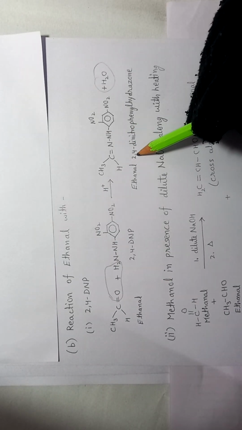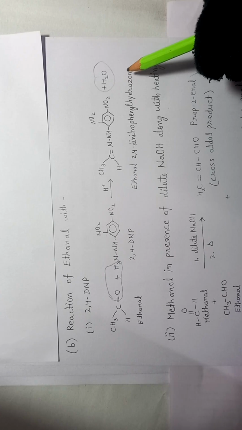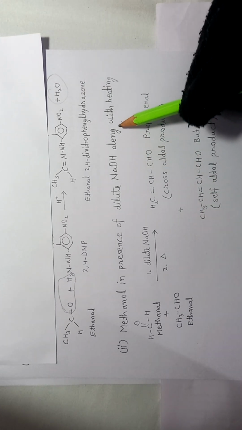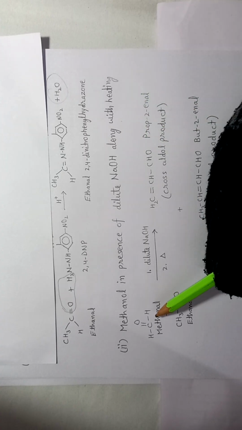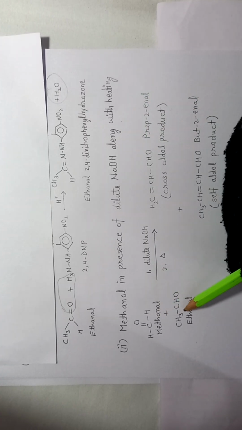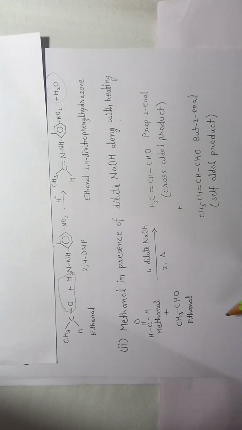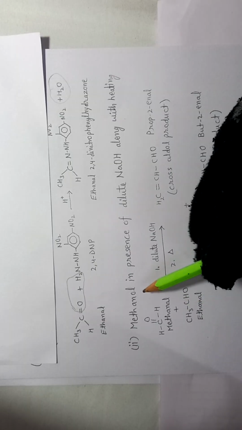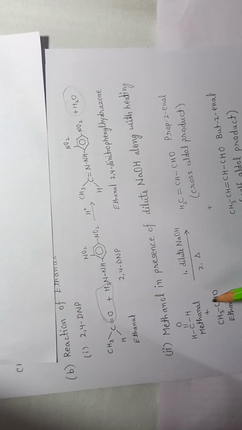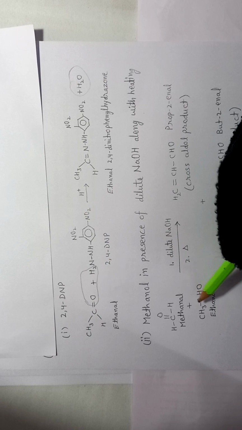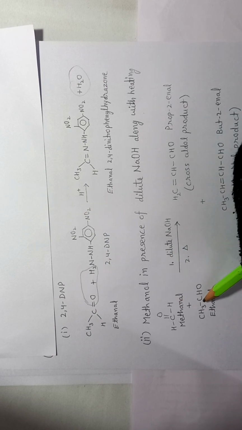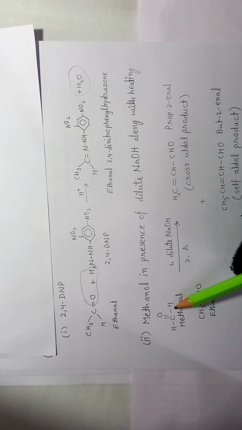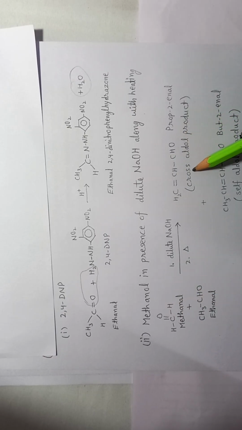This ethanal 2,4-dinitrophenylhydrazone is formed. Now, methanal in the presence of dilute NaOH along with heating. This is a reaction of ethanal, sorry, ethanal with methanal. So one molecule of ethanal and one of methanal. Ethanal has alpha hydrogen, methanal doesn't have alpha hydrogen. So we get this product. This is the cross aldol product.